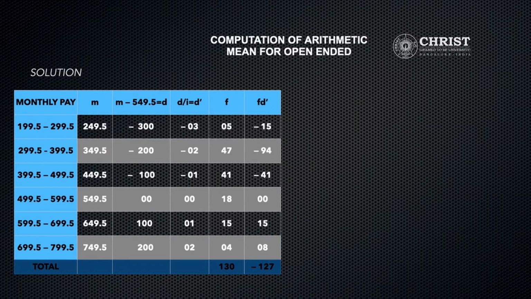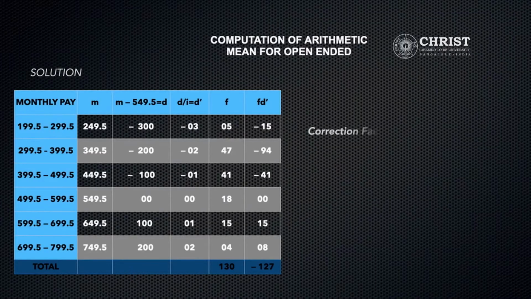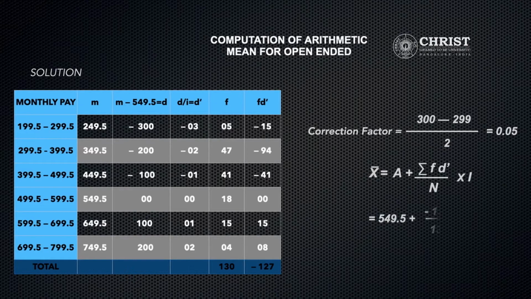Now we have to substitute the values in the equation. So I have explained how we are getting the correction factor. From the lower limit it's subtracted and it's added to the upper limits. So substituting values in the equation, x bar is equal to A plus sigma FD dash by N into I. So 549.5 was our assumed mean, plus minus 127 divided by 130 into 100. So 549.5 minus 97.69. So the value is rupees 451.81.